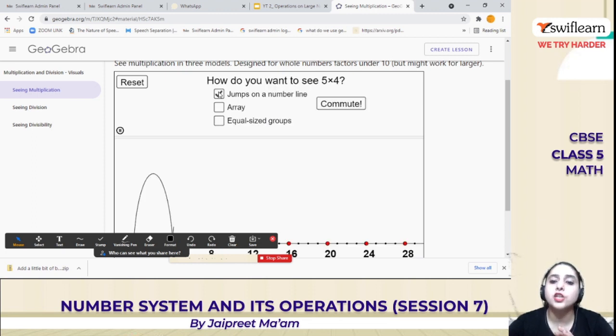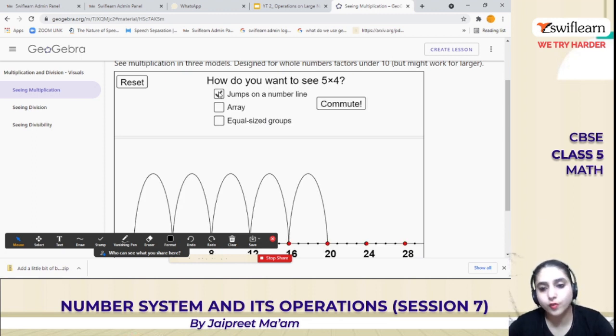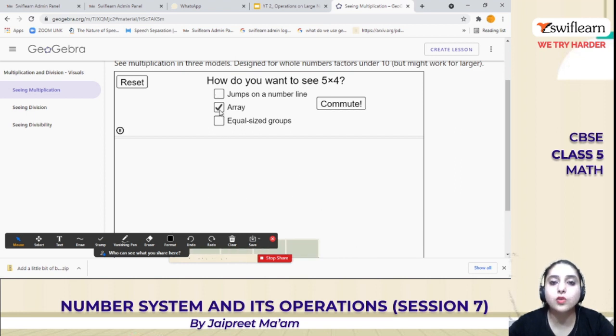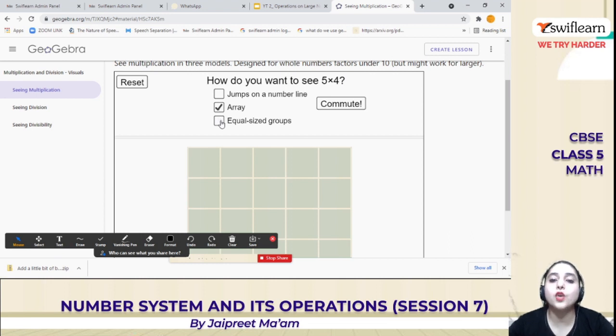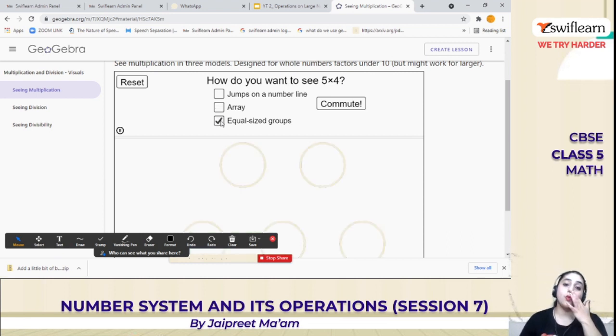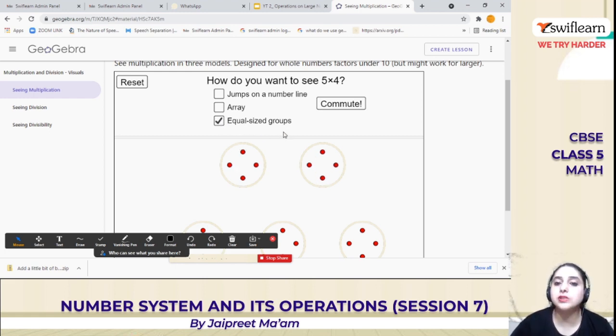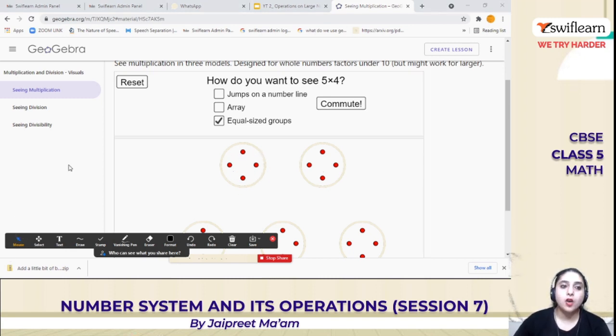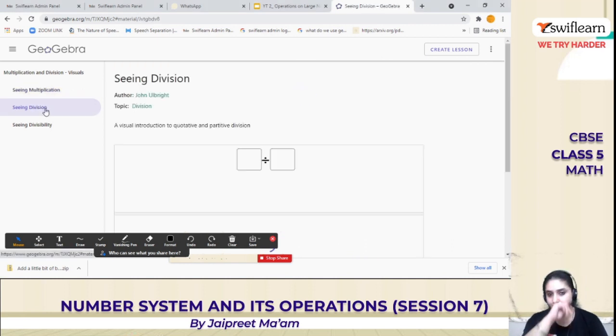Let's see the 3 models of multiplication. First we will see jump on a number line. So we know it's 20. It will jump 5 times because it's 5 times 4 and the answer is 20. Now let's see the array, how it will look like an array. So it's 20. Let's see equal size group. These are the 3 models of multiplication. Like this in equal size group, that means number of groups are 5, and inside that we have 4 dots.